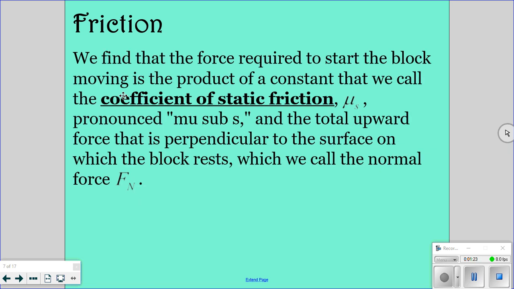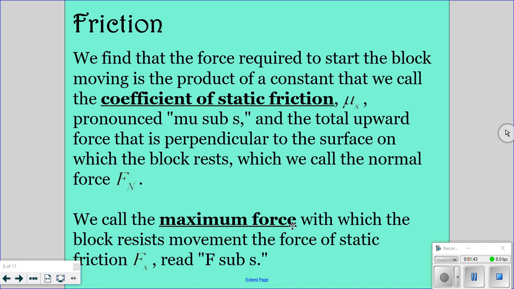Alright, so we can find that the force required to start the block moving is a product of a constant that we call the coefficient of static friction. And this is mu sub s. And the total upward force that is perpendicular to the surface on which the block rests is called the normal force, F sub n. And we call the maximum force with which the block resists movement the force of static friction, F sub s. And this is the formula that we can use from those three variables. F sub s equals mu sub s, F sub n. So that's a formula you probably want to write down on your formula sheet.